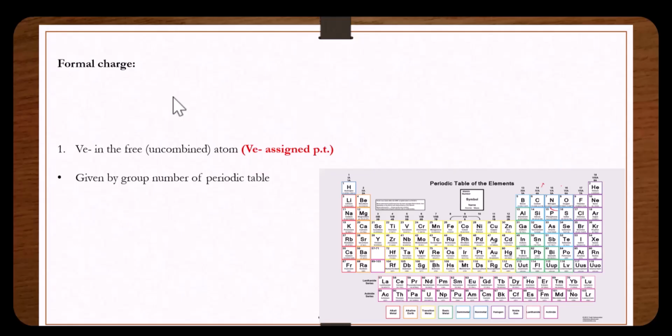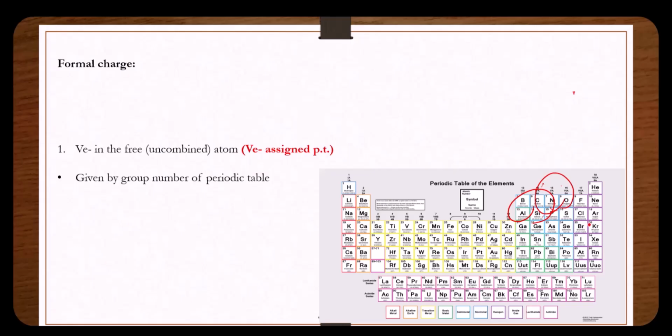And we find the valence electrons the same way we do when we write a Lewis structure. We just pull up a periodic table and find what group the atom falls in, and that will give us the valence electrons of that atom or a free atom. So if we had carbon, it would be in group 4A, so it would have 4 valence electrons. Nitrogen would be in 5A, so it would have 5 valence electrons.